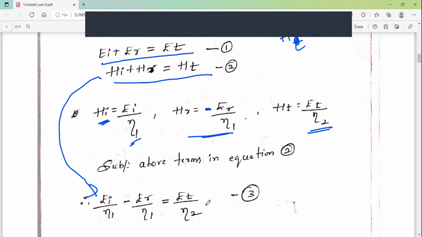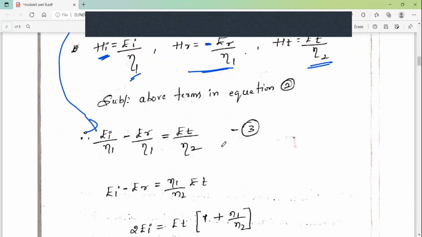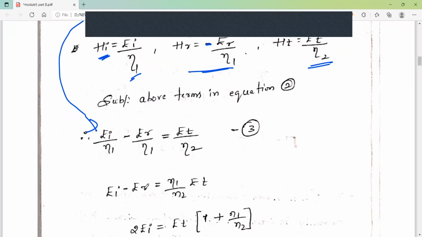So let's give the transformed equation number 2 as equation number 3. Now what we are doing over here is just modifying this expression. I am taking the incident eta 1 to this side, so you get EI minus ER equal to eta 1 by eta 2 into ET. Let me give this one as equation number 3.